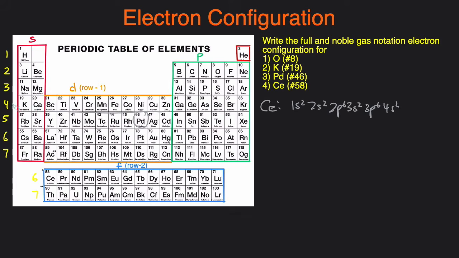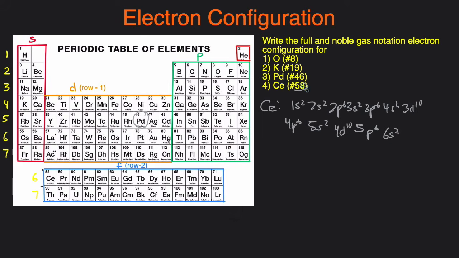this 3d, because row minus 1, 3d, and there's 10 in the d block, 3d10, and then after you finish with that, you're over here, and that's going to be 4p6, and then this is 5s2, this is 4d, because row minus 1 again, 4d10. And then after you finish that, you're over here, so that'll be 5p, and that'll be 6. And after we finish 5p, we're on to the 6th row, so that'll be 6s2.